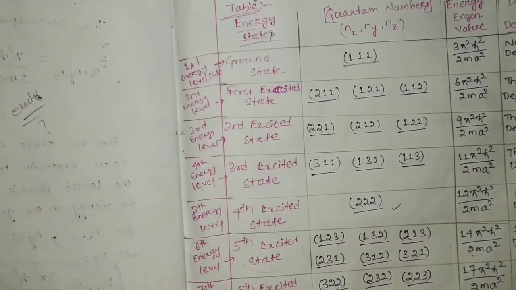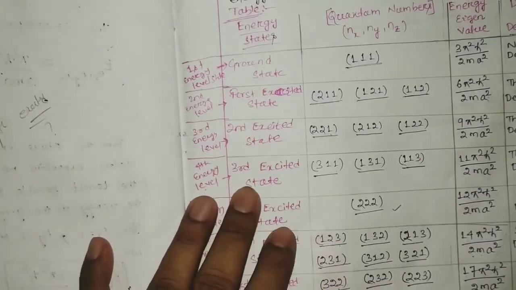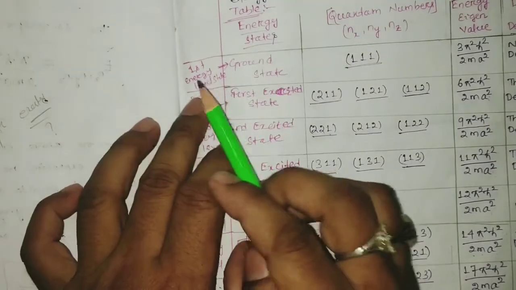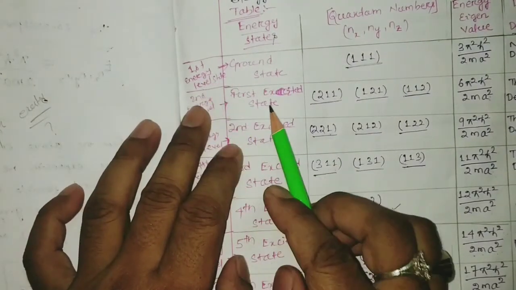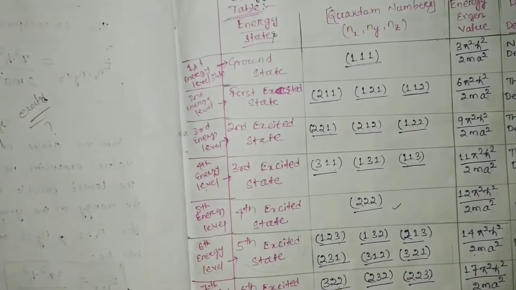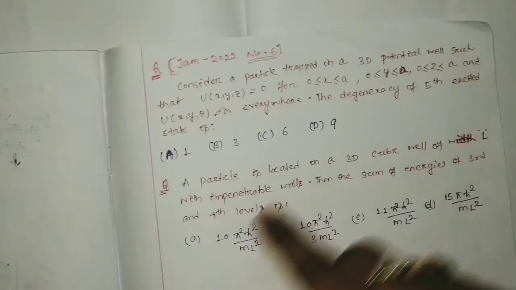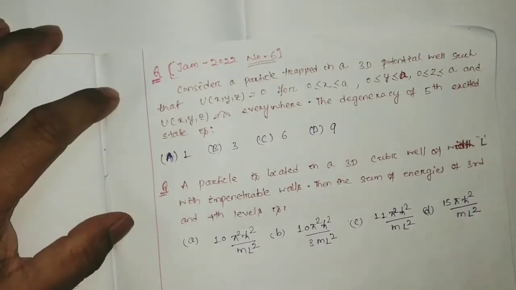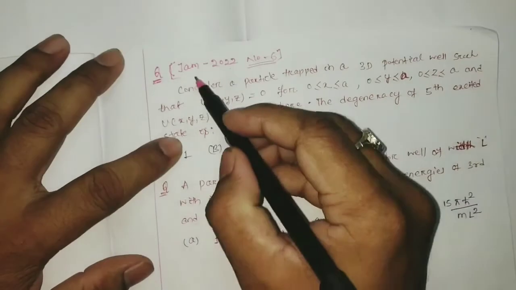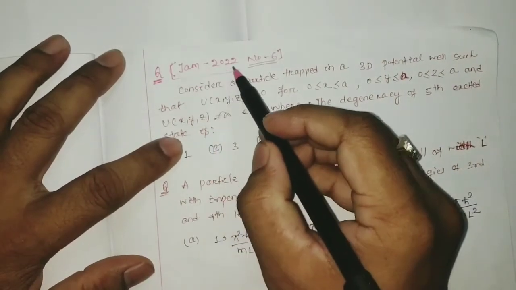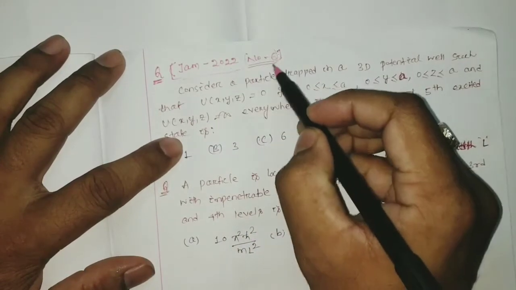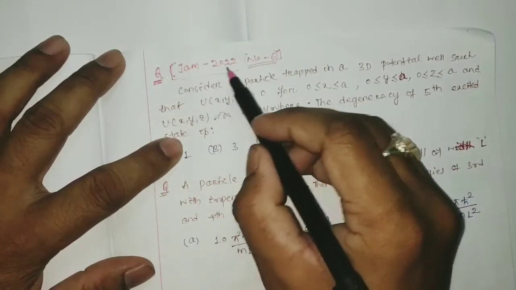One thing I am going to say again and again, not to be confused: the ground state belongs to the first energy level, and the first excited state belongs to the second energy level. So two important questions we are going to discuss here. This first question belongs to JAM 2022, number 6.